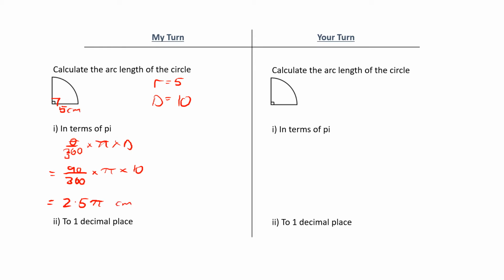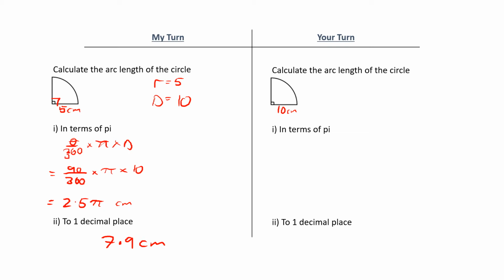The only other step for part 2, to 1 decimal place, is when you've put that into your calculator, press your SD button. So 2.5 pi to 1 decimal place is 7.9, and again my units, centimeters. Pause the video, have a go at the next one. Let's call this 10 centimeters, so we've got a radius of 10. Have a go, and then we'll go through it.